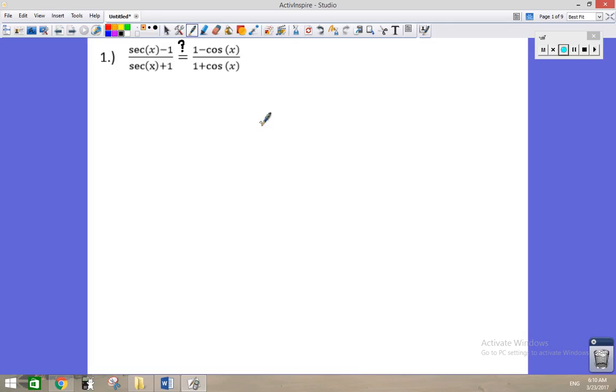There's a rule of thumb that you can go by. In general, you want to start with a more complicated side. In this case, it's kind of a toss-up. I'm going to start with the left-hand side and convert everything into sines and cosines, well, into cosines. With the left-hand side, I know that I can rewrite secant as 1 over the cosine of x.